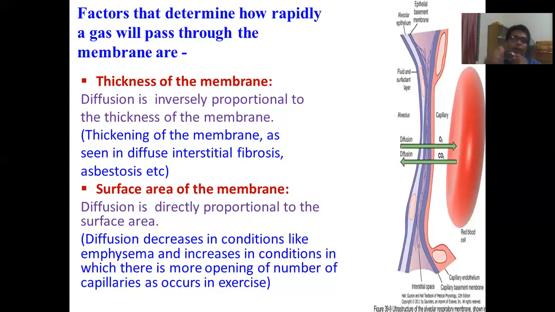So thereby it will increase the diffusion, but there are certain pathological conditions like emphysema, where there will be damage in the alveolar wall. So that will reduce the diffusion surface area and result in a decreased rate of diffusion, and the patient will suffer from hypoxia.